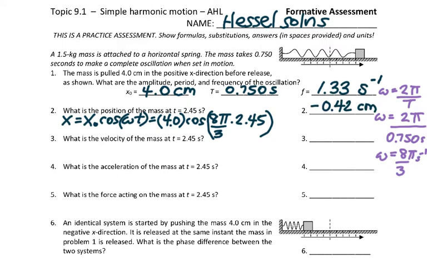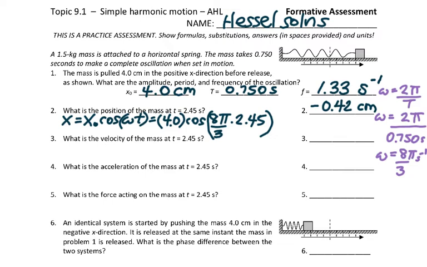The original amplitude was in centimeters, so my answer is also going to be in centimeters. And the original amplitude was to 2 significant figures, and so I put my answer to 2 significant figures. Now, number 3 asks for the velocity at 2.45 seconds. There's actually 2 formulas that we can use here.